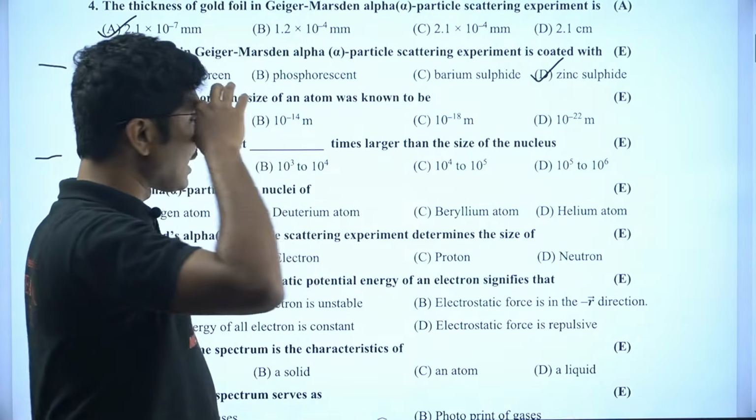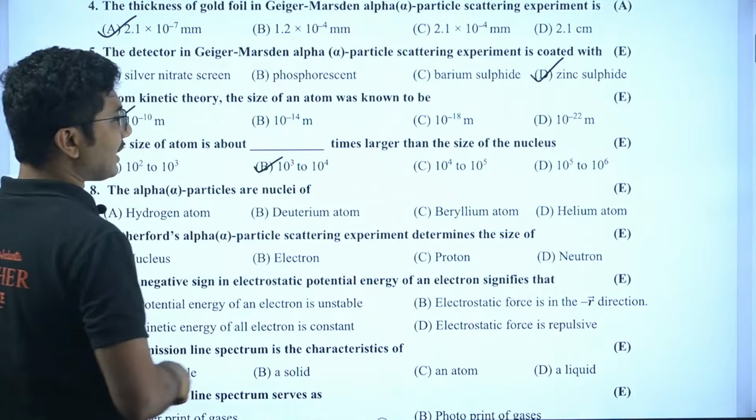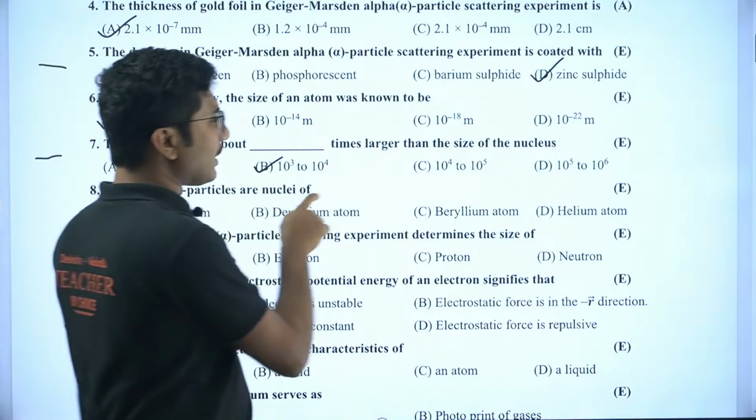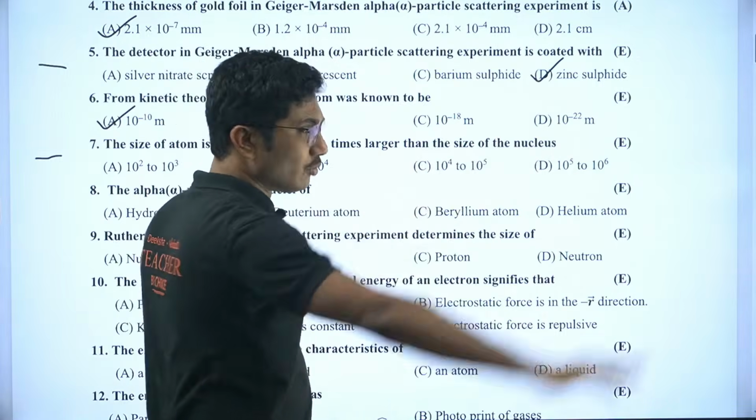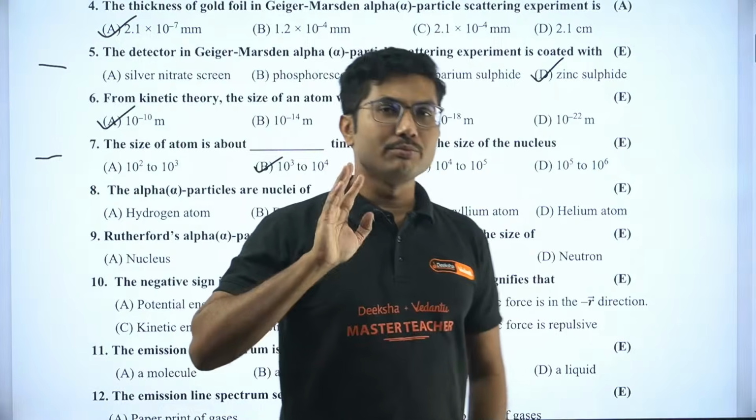7C, actually, as I mentioned, this is slightly controversial. This can also be correct. This one can also be correct. I think it is slightly more than what you consider. So 10 to the power of 3 to 10 to the power of 4 is more accurate.